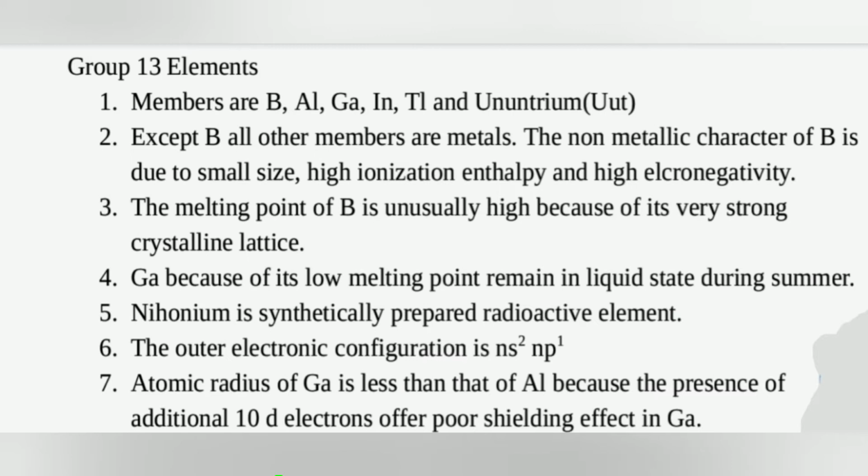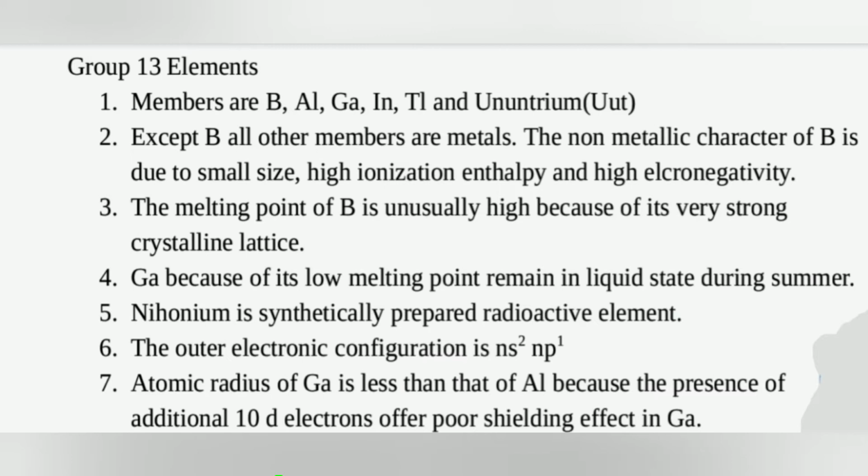The outer electronic configuration is ns2 np1 because the first member will have np1, the second member will have np2, like that, and the last, group number 18, will have ns2 np6. The atomic radius of gallium is less than that of aluminium because of the presence of additional 10 d electrons, which offer a poor shielding effect in gallium. So these are the general points that you have to mention in the case of the boron family. Next is the occurrence of each member.